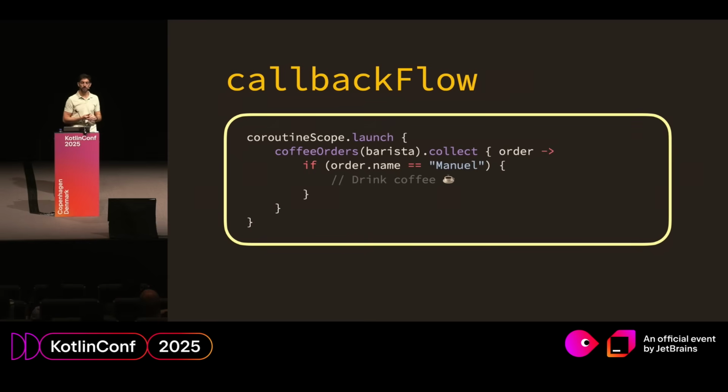How can we use this in our code? We create a coroutine, collect from coffeeOrders, and then if the order is in my name, I'm going to drink it. I hope many of the names are mine in Starbucks and I can drink a lot of coffee.